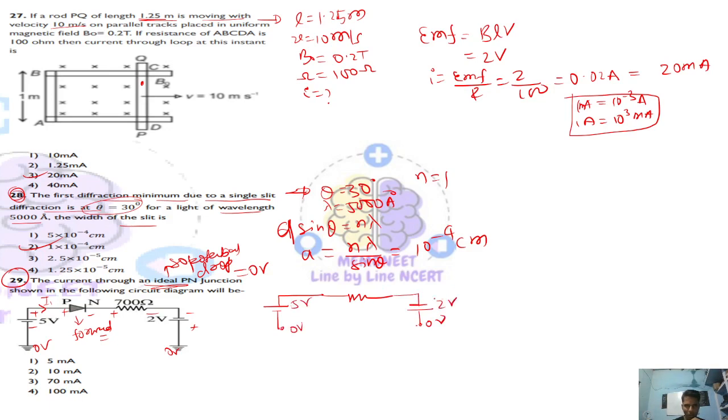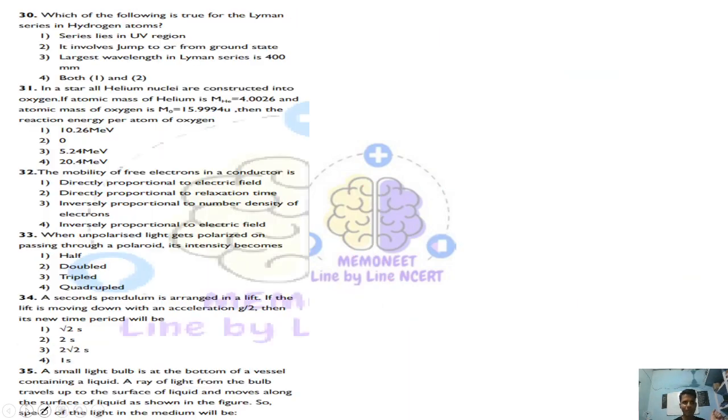5 volt, 2 volt, 700 ohm, and current I. You just need to calculate the current. You just need to apply the KVL rule. It's a very basic question, you can easily calculate it. You can see that I can be equal to V by R. Let's suppose here the potential is 5 volt, here the potential is 2 volt, so it is 5 by 700, and once you calculate it out, it becomes 10 milliampere. It's a very simple question. Now moving to the next question.